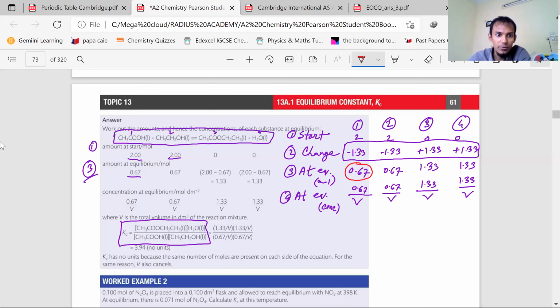Now, this reaction, we already know how to write the Kc expression. Kc is equal to product concentrations to the power of their coefficients, divided by reactant concentrations. So you see 1.33 by V into 1.33 by V, divided by 0.67 by V and 0.67 by V. The V and V cancel out, so what remains is 3.94. You see there is no unit, because mole per dm cube times mole per dm cube divided by mole per dm cube times mole per dm cube gives no unit. You understand?